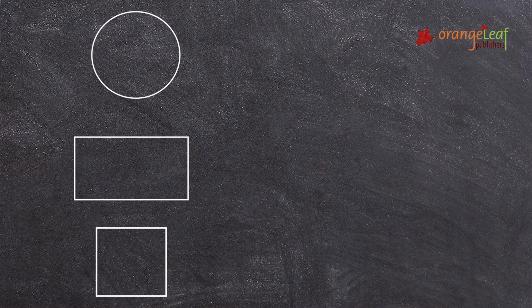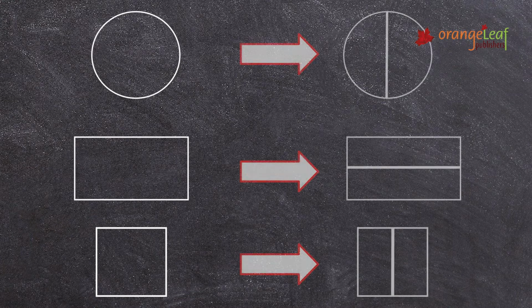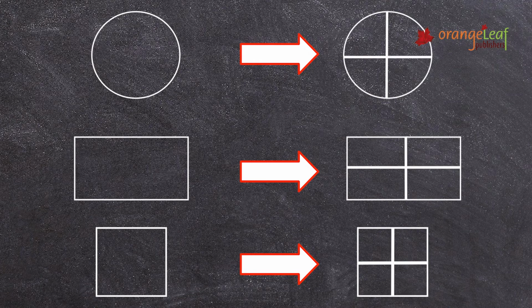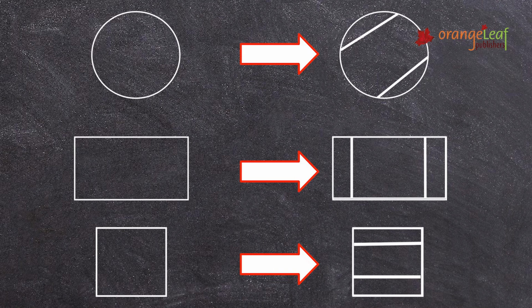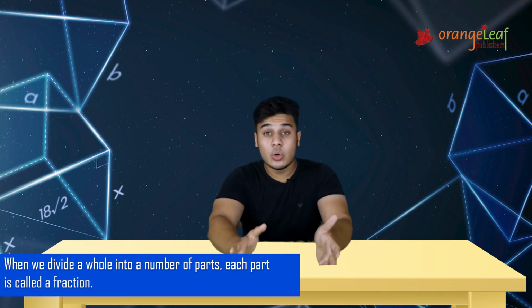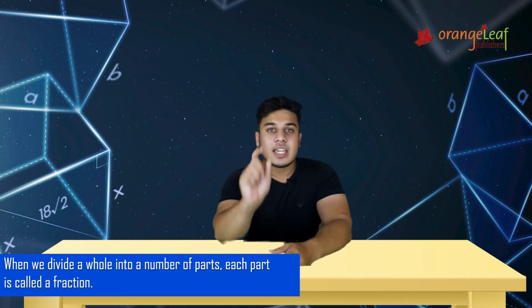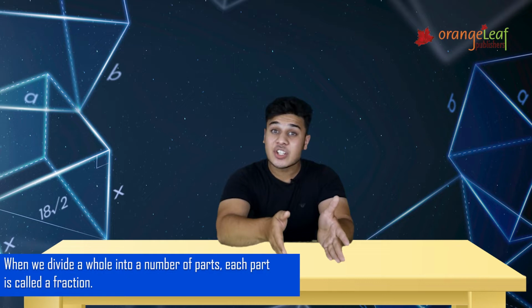Let's divide these three figures equally and see how they look. This is how they look when we divide them into two equal parts. This is how they look when we divide them into four equal parts. And so on. Now, we can also divide them into unequal parts. This is how that would look. When we divide one whole into different parts, each part is called a fraction of the whole.